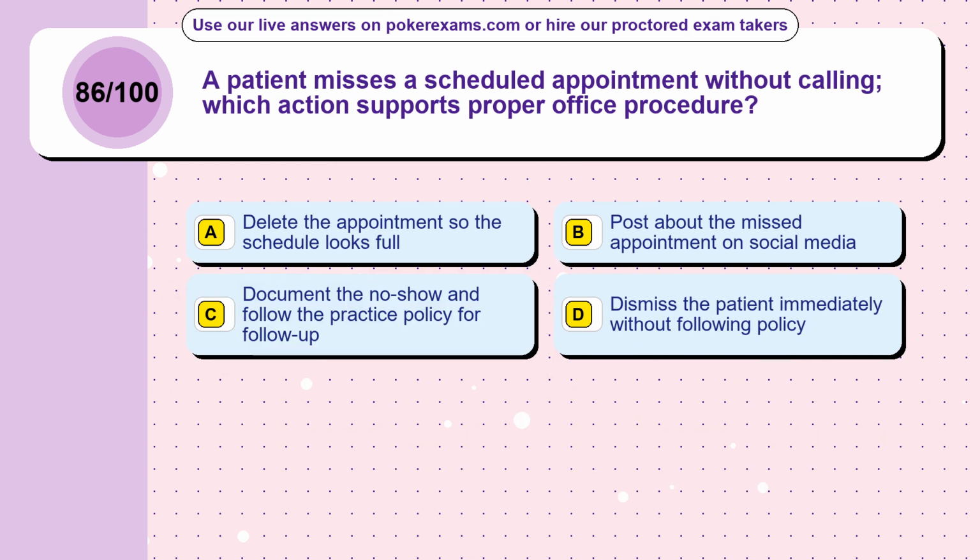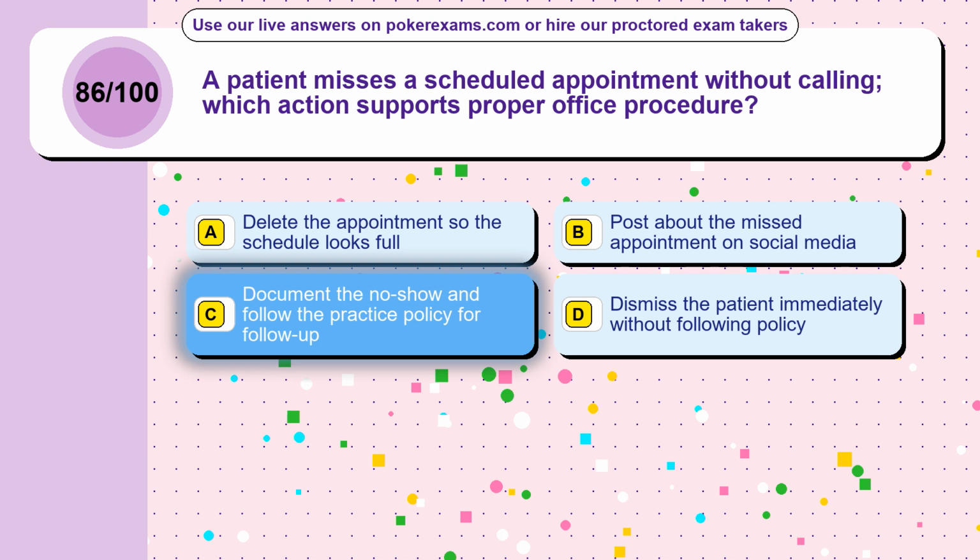Question 86. A patient misses a scheduled appointment without calling. Which action supports proper office procedure? Option A. Delete the appointment so the schedule looks full. Option B. Post about the missed appointment on social media. Option C. Document the no-show and follow the practice policy for follow-up. Option D. Dismiss the patient immediately without following policy.